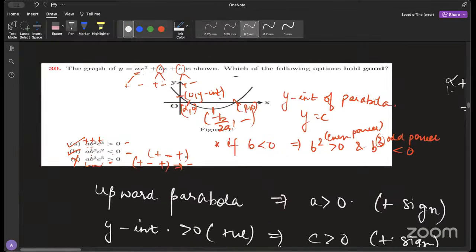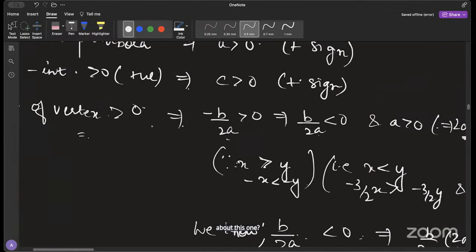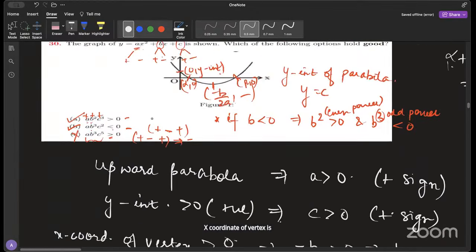Does anyone have any other doubt in this question? Ma'am, can you just tell me how you found the sign of B with the earlier approach? The vertex one, the x coordinate of the vertex is greater than 0. Can you repeat that?